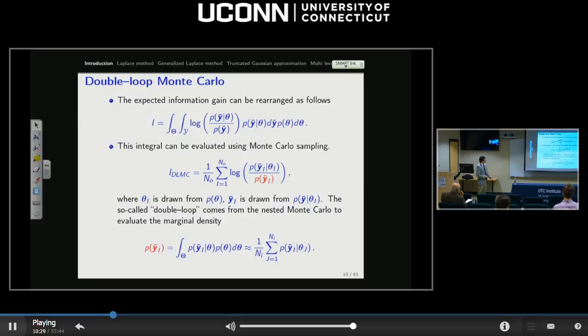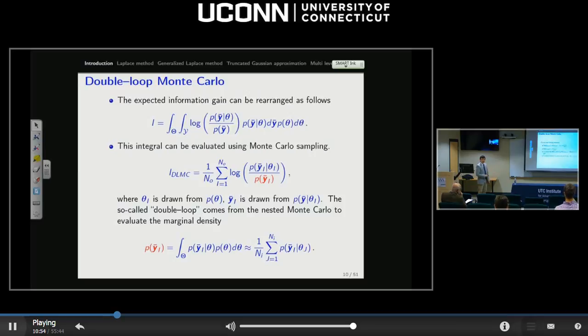The problem now is that for each sample of data, you have to compute the evidence term, which is P of y. And this evidence term is another sample average. So you have one sample average which is a function of another sample average. This is the so-called nested Monte Carlo, also called double-loop Monte Carlo.